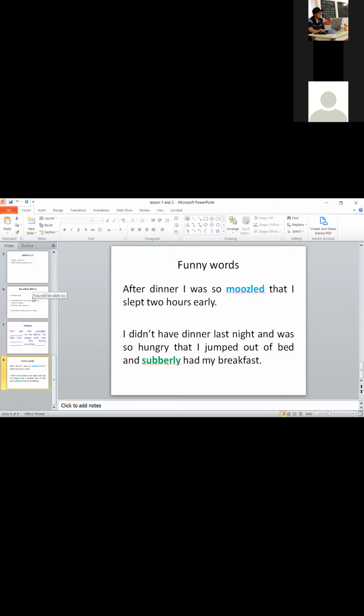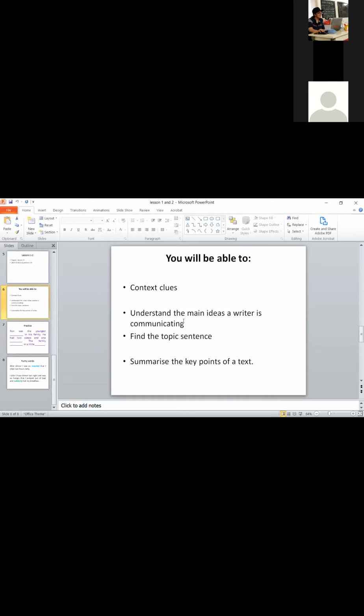So today we want to talk about this second portion, understand the main ideas a writer is communicating. This is what we're going to discuss, how to understand the main idea or what is a main idea of a text, okay? So I'm going to share another presentation with you guys so that you can see.